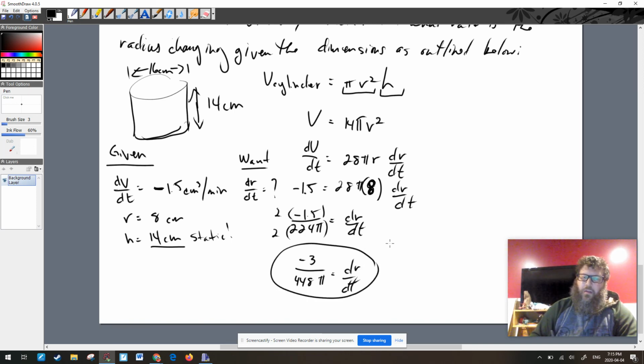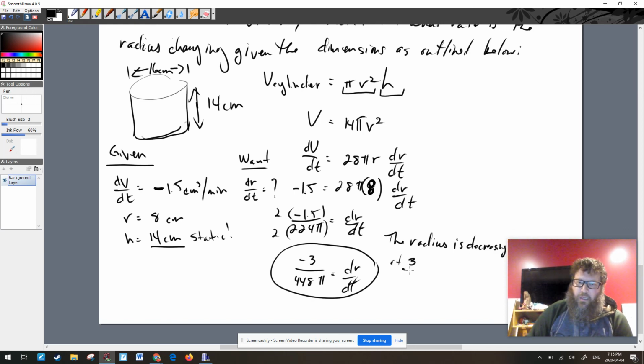And so there it is, but we always have to have our sentence, so we have to be really careful. This is negative, which means it's decreasing. So again, I don't want to say decreasing by negative whatever. I want to actually say it's just decreasing. So we would say the radius is decreasing at 3 over 448 pi centimeters per minute. Okay, and there it is.